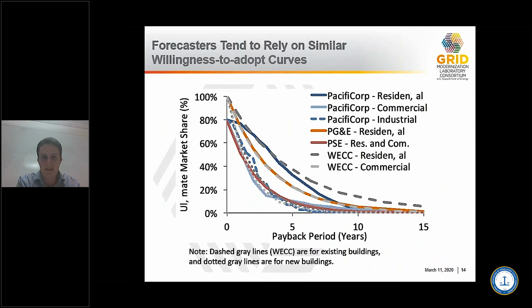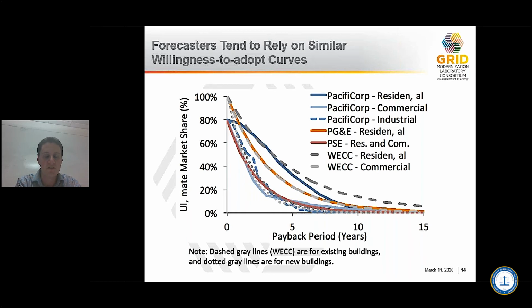So at this point, we've estimated the technical potential of solar in the territory, and we've also estimated its economics or payback period. And the next step is to relate the payback period to the ultimate market share or carrying capacity of the system. So many utilities tend to use similar assumptions about the elasticity of demand or the willingness to pay for solar. So here you can see the range of willingness to pay curves, also called willingness to adopt. And so you can see that there is quite a bit of range. So if we just take a 5-year payback, some utilities project as little as 10% market share for a 5-year payback, and some as high as 40%.